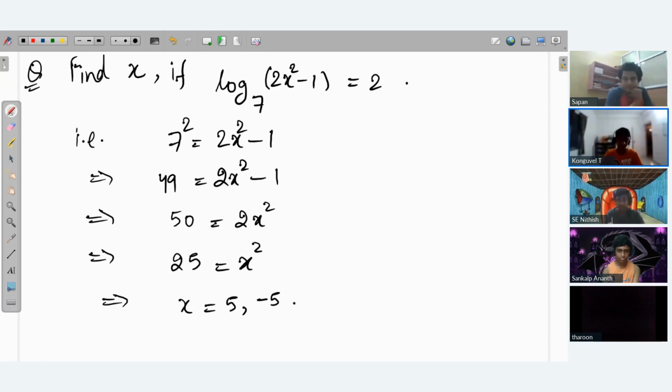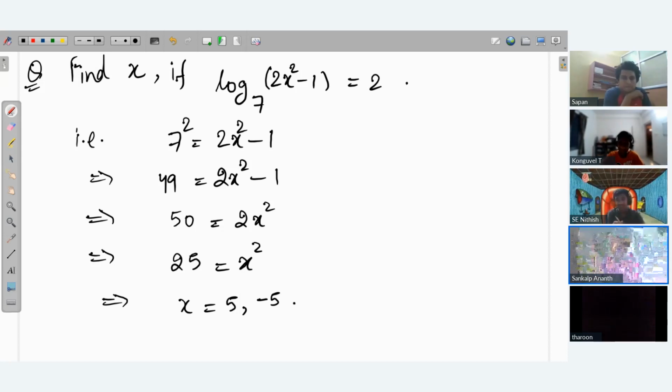You can even simply do it by cancelling the squares out, and 2x will easily become 8, sir. So x will become 4. Let's say we cancel the squares on 2x squared and 7 squared, and 7 is equal to 2x minus 1.